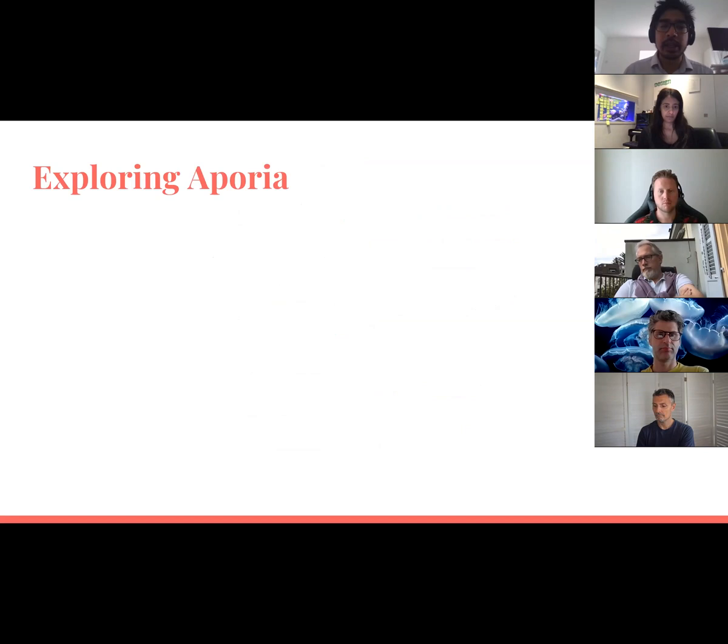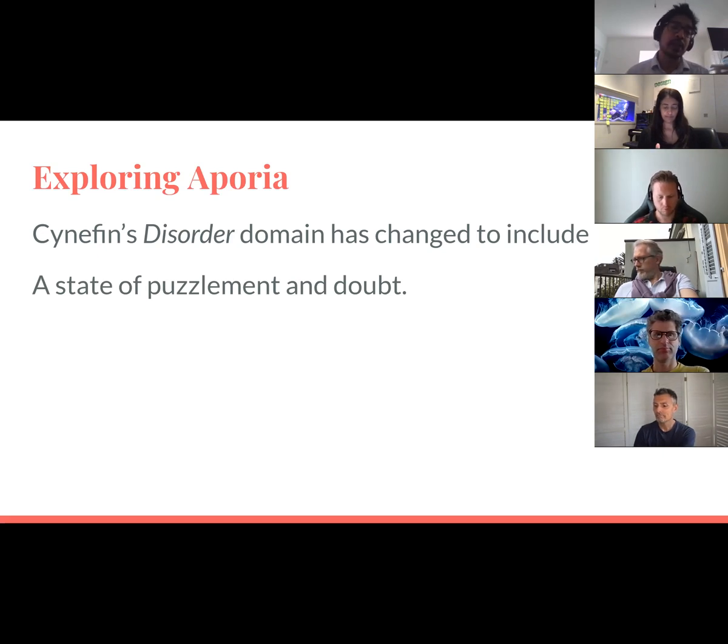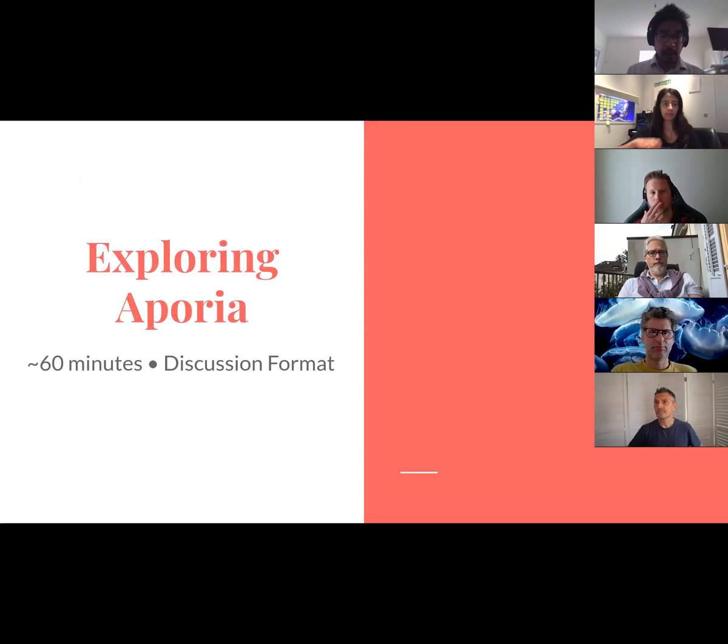This evening's focus is looking at Aporia, and just a very, very quick introduction to Aporia. Aporia, with confused, is the new name given to the fifth domain, which used to be called disorder. Looking at the definition of Aporia, there's a number of different definitions, but I find it quite useful to think about it as a state that we may be in where there's doubts, there's paradoxes, maybe we're puzzled to know which way to go forward. And again, we can think about this from an individual level all up to an organizational level, or even a national level. And as I've mentioned already, this is a really timely adjustment to the sense-making framework, and I hope this is going to become apparent through discussion this evening.